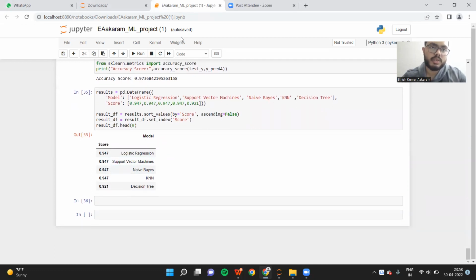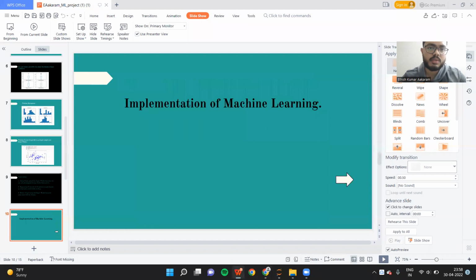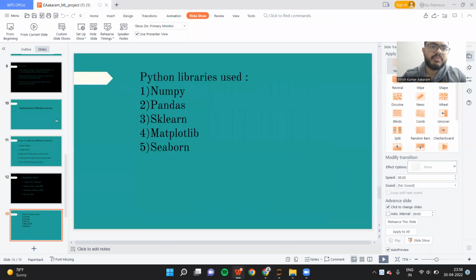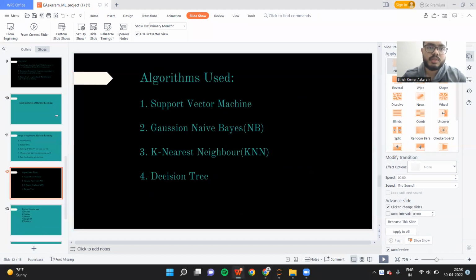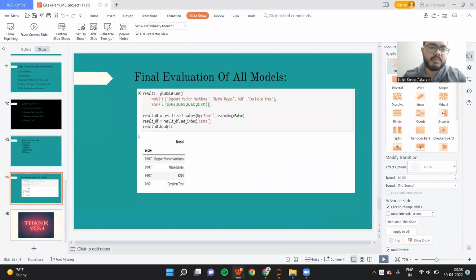This is my conclusion on this project. Coming to here, this is what we have talked about. These are the libraries that I've used, and these are the algorithms that I've used. And this is the final output that I've got.